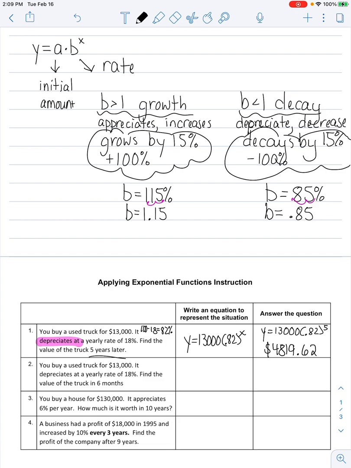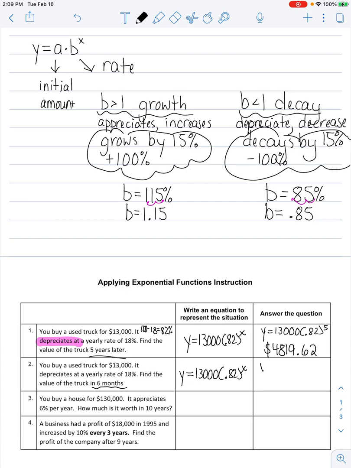Number 2, you buy a used truck for $13,000. It depreciates at a yearly rate of 18%. Find the value of the truck in 6 months. Well, it looks to me like that's the same exact problem. So I'm going to write that equation again, times 0.82 to the x power, but it wants the value in 6 months. Well, here's my question. 6 months is what part of a year?